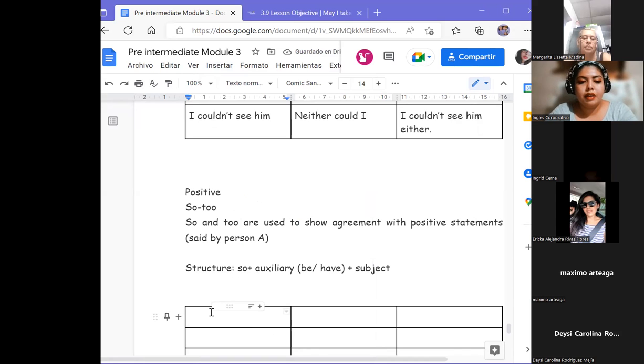So here we have person A, person B, in our sentence. So for the person A, we have the following sentence. That is a simple present sentence. And it says, I am happy. I am happy. And person B can answer, so am I. And in the sentence, we can say, I am happy too.